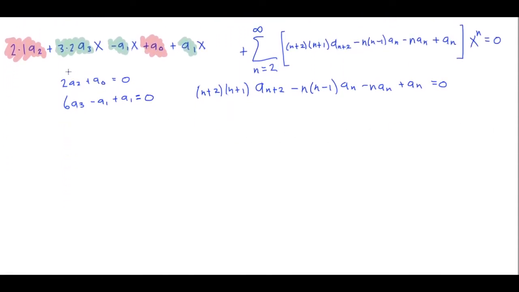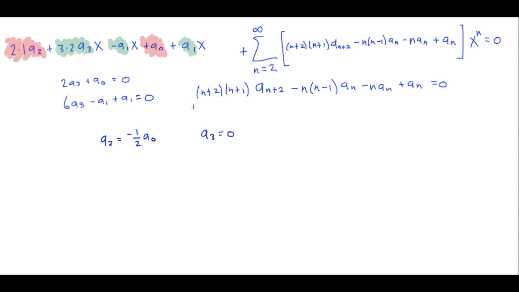So from this first equation, for example, I can deduce the relationship that a2 needs to be negative 1/2 times a sub 0. This second equation tells me that 6 times a3 equals 0, because the two a1 terms here cancel. So that tells me that a3 has to equal 0.